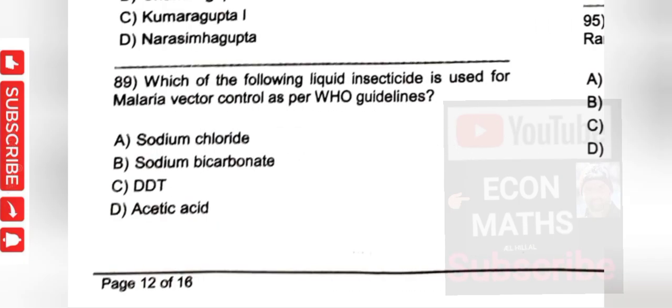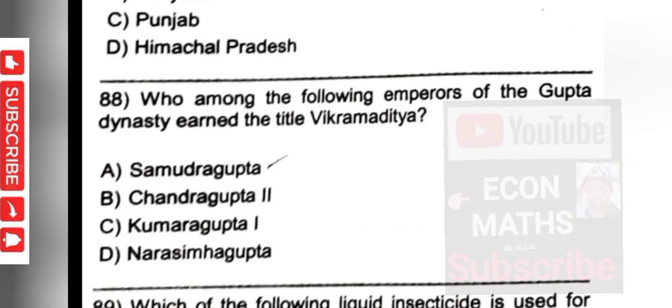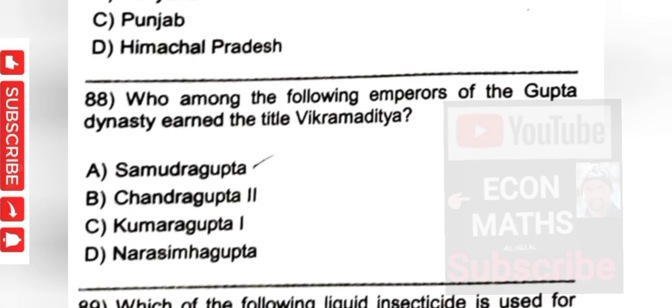Next question is which of the following liquid insecticide is used for malaria vector control as per WHO guidelines? So I guess it is dichloro diphenyl trichloroethane, it's DDT. Next question is who among the following emperors of the Gupta dynasty earned the title Vikramaditya? The correct option I guess would be Chandragupta II.